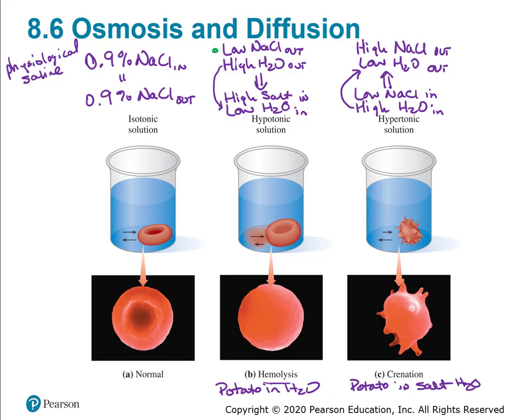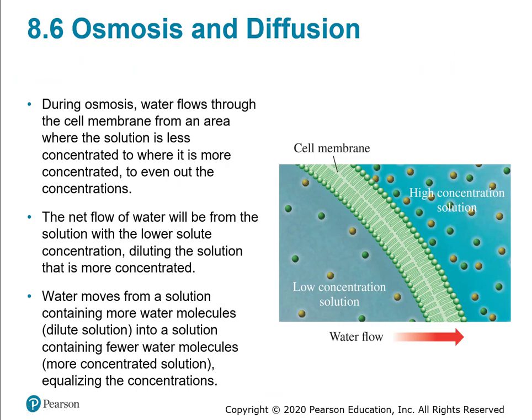So if you have a lot of salt out here, water goes to it. If you have more salt inside, water goes towards it. That's a common way that people talk about it: water always follows the salt. The water is always going to try to go where there's more salt to try and equal their concentrations. Okay, so that is osmosis.